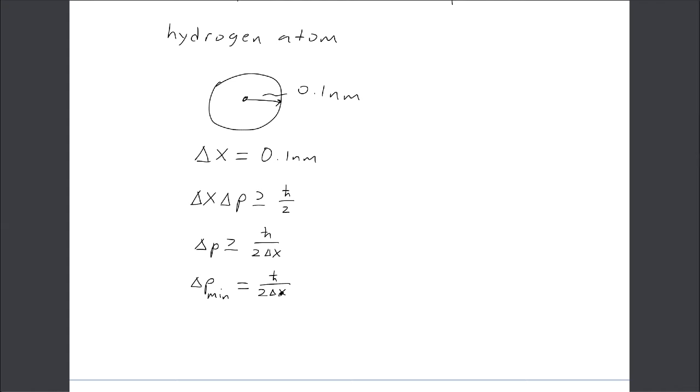If we actually calculate what h bar is, it's h divided by 2 pi, so that's 6.626 times 10 to the minus 34 divided by 2 pi, and then divide by 2 times 0.1 nanometers, and that 0.1 nanometers is 10 to the minus 9. So this number turns out to be 5.3 times 10 to the minus 25, and it's a momentum thing, so this is kilograms meters per second.